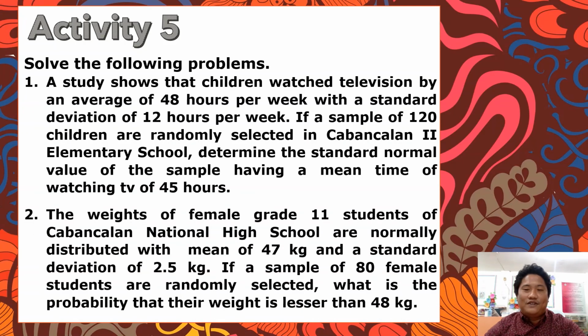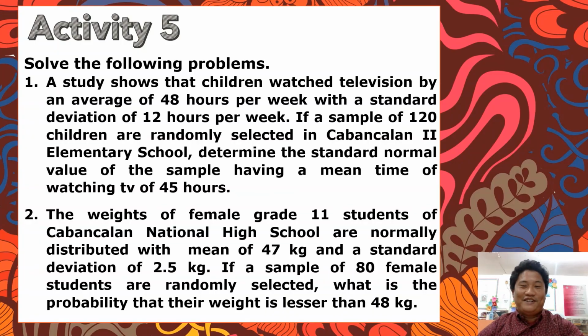For the second situation, the weights of female grade 11 students of Kabangkalan National School are normally distributed with a mean of 47 kilograms and a standard deviation of 2.5 kilograms. If a sample of 80 female students is randomly selected, what is the probability that their mean weight is lesser than 48 kilograms? I'll give you about 15 minutes to answer this. A few moments later.